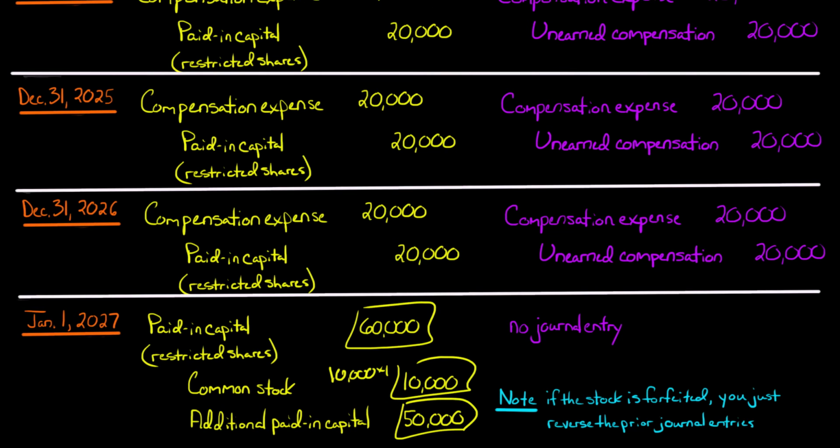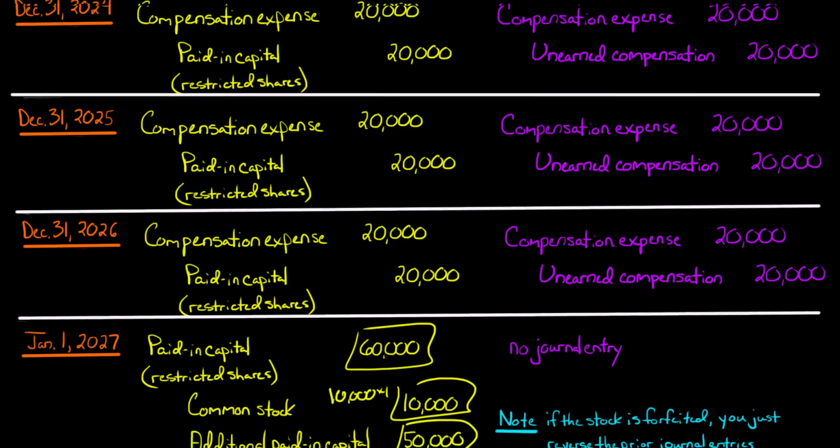They're not restricted anymore. Now, if you're wondering, what if we didn't get to this point? What if at some point the CEO quit to take a position at another company, or they were fired or whatever before the 3-year restriction period was up? That would lead to forfeiture of the shares, right? You don't get the shares if you don't make it to 3 years. If you're not employed with the company at the end of the 3-year period, you don't get to keep the shares. So if the stock is forfeited, as the accountant, you would reverse the prior journal entry.